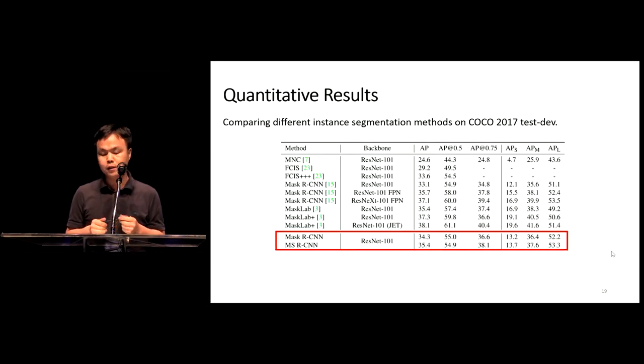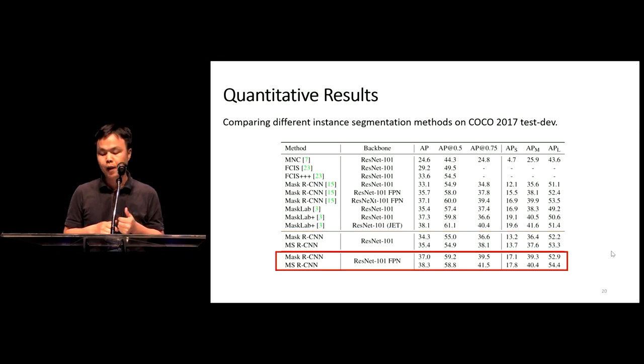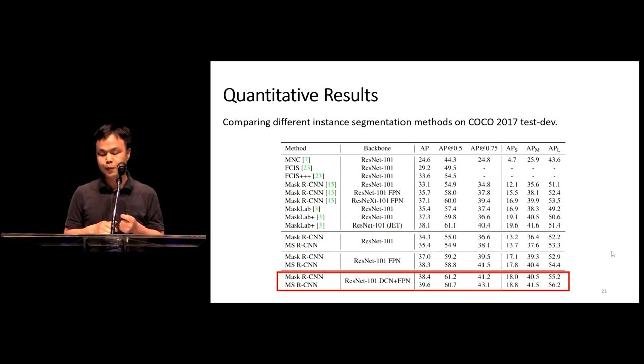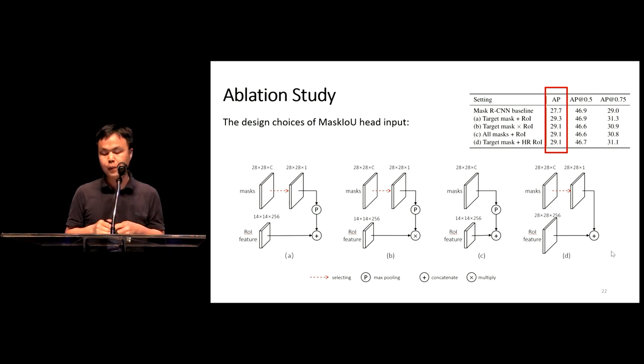Next, we show the results on COCO test-dev. The results are for Faster R-CNN, FPN, and DCN plus FPN. Compared with the state-of-the-art results, we get good results. Here we have some discussions about the design choice of the mask IoU head. The results show the performance is stable to different designs.